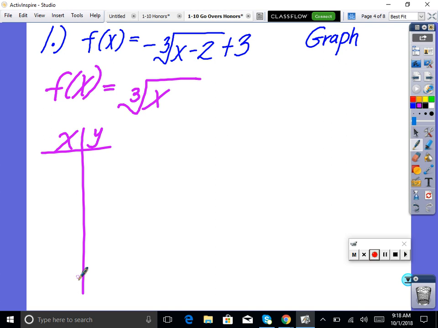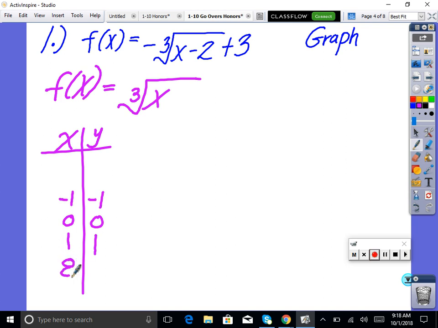Like if I plug in 0, I get 0. That's great. If I plug in 1, what's the cube root of 1? 1. If I cube root -1, I get -1. Cube root of 2 is a decimal. I don't want to pick that one. Cube root of 3, 4, 5, 6, 7, 8. Cube root of 8. 2.